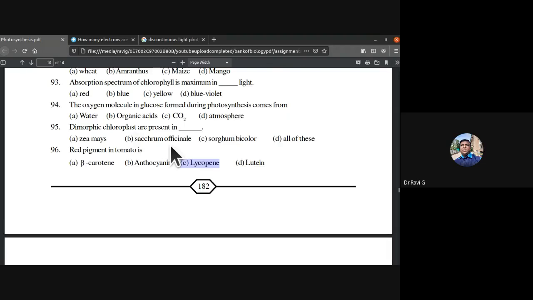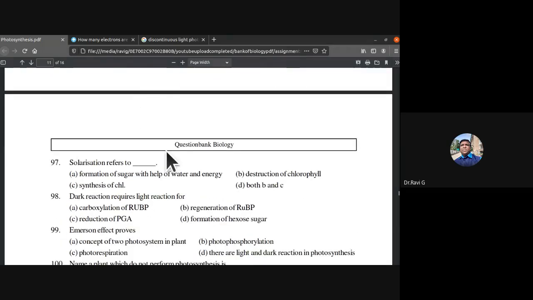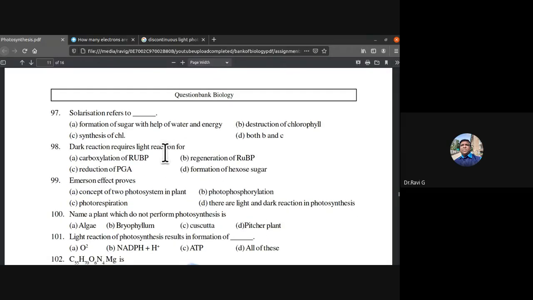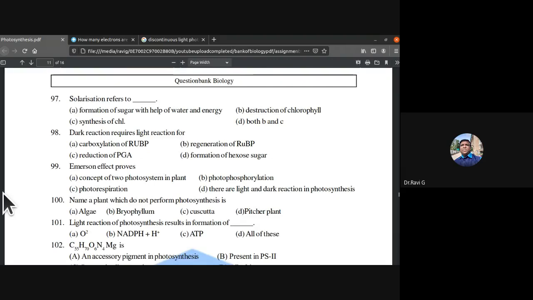Okay, so we'll complete up to 100. So what is solarization referring to? Is it formation of sugar with the help of water and energy, destruction of chlorophyll, synthesis of chlorophyll, both A, B, and C, or destruction of chlorophyll and synthesis of chlorophyll? What does solarization refer to? So the 97th option is B, destruction of chlorophyll. Solarization refers to destruction of chlorophyll.